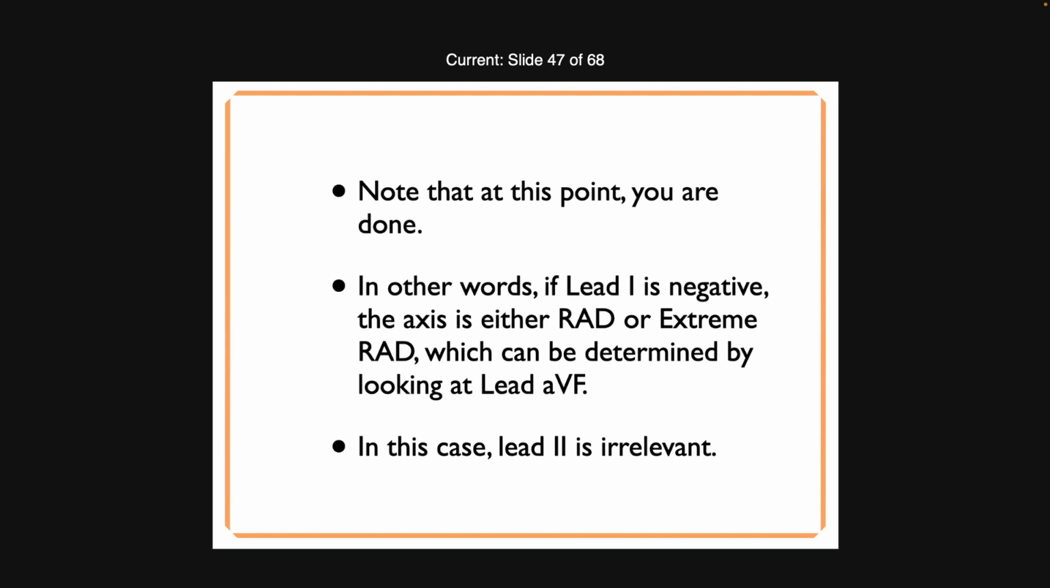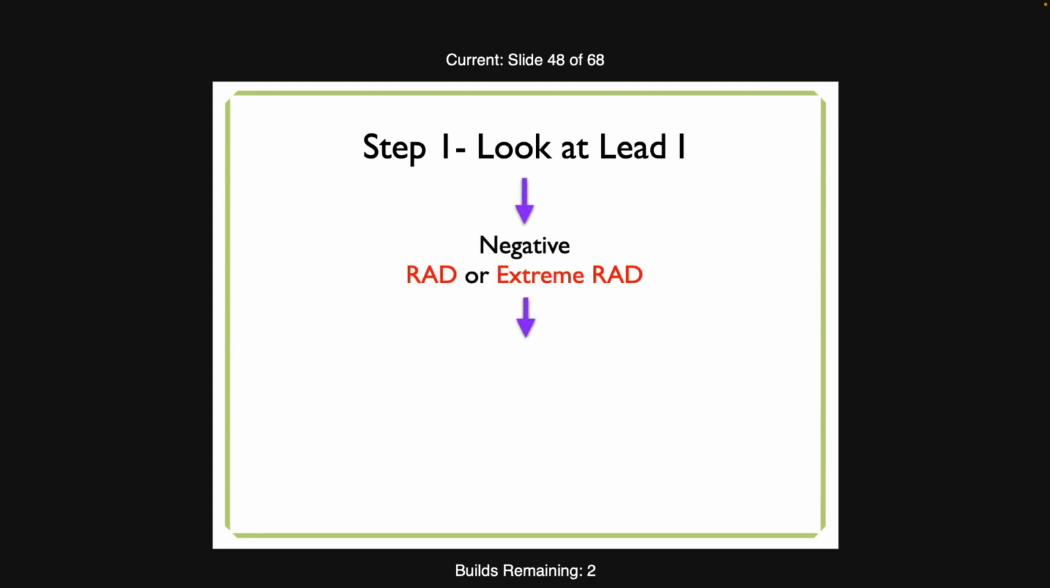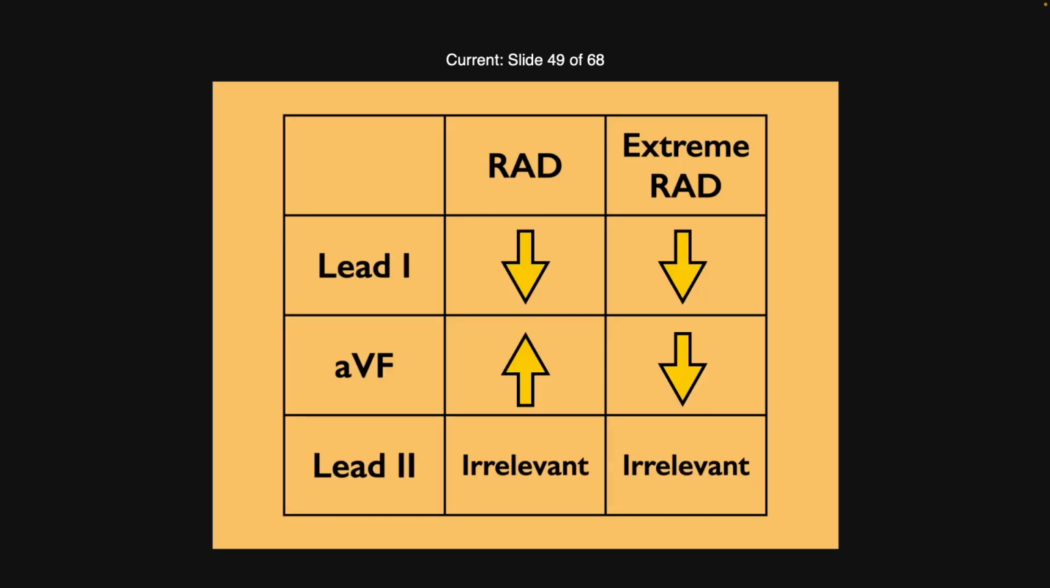Now, note that at this point you're done. In other words, if lead 1 is negative, the axis is either right axis deviation or extreme, which can be determined by lead AVF. So in this case, lead 2 is irrelevant. So let's summarize. Okay, so here's our second little box.